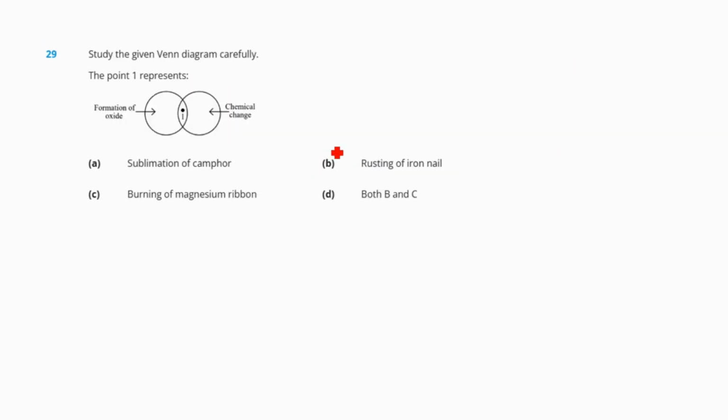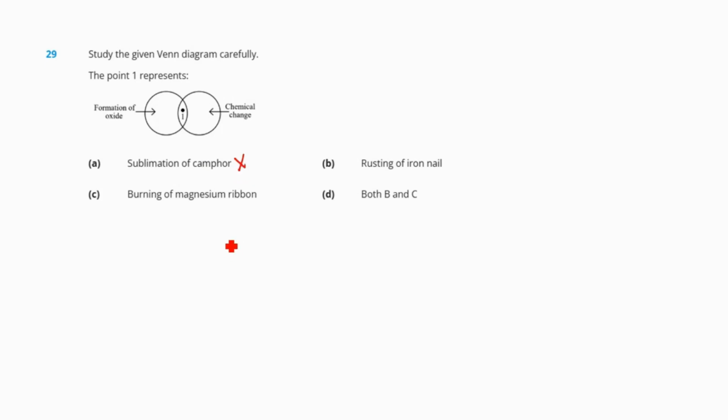Question number 29. Study the given Venn diagram carefully. The point 1 represents, we can see that it is a chemical change and it forms oxides, right? So if we see sublimation of camphor, it is a physical change. So we will not take this as chemical change. So no. Then rusting of iron nail, it is a chemical change where oxide is formed. Yes, B can be correct.